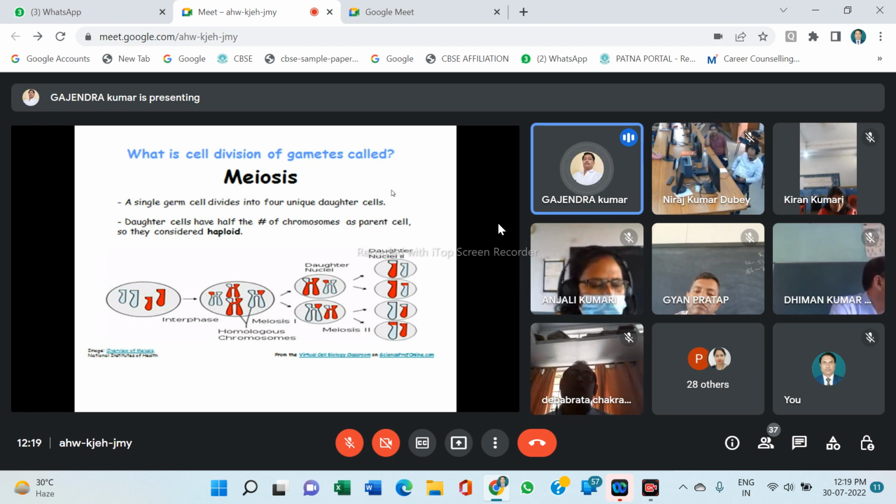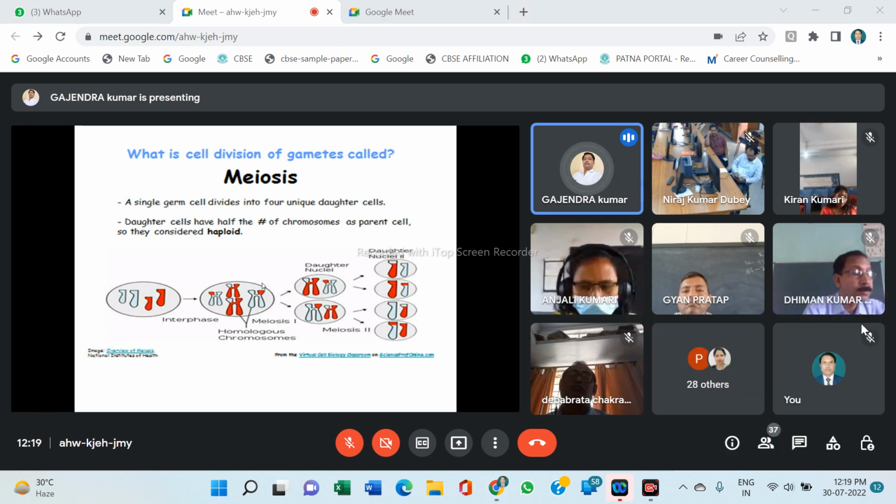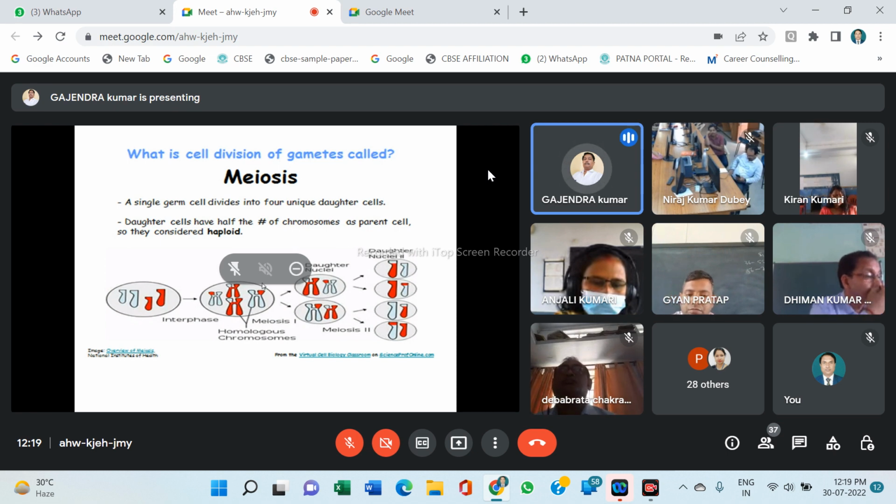Whatever chromosome number the parent cell has will be reduced to half, and haploid formation will take place. This means our germinal cells are diploid, but when the germinal cells undergo meiotic cell division, meiosis, they form haploid cells, haploid gametes, and the gametes will have a single set of chromosomes. So these things must be clarified before the students.